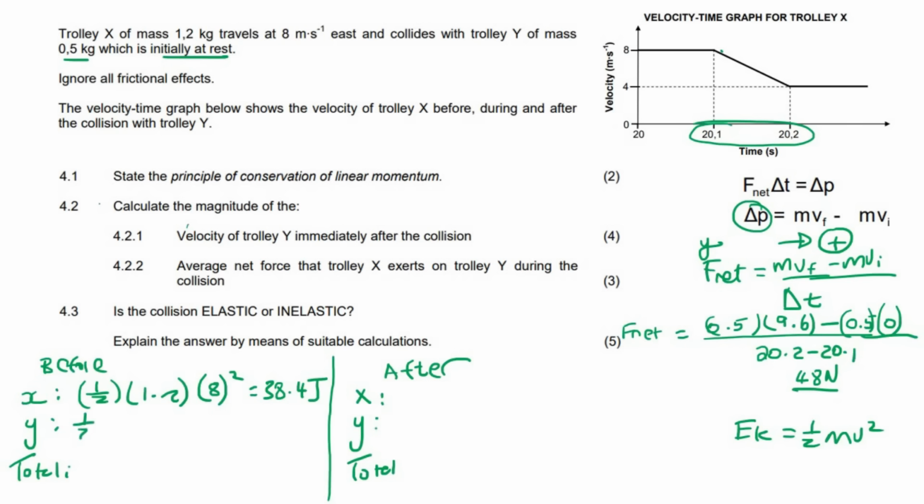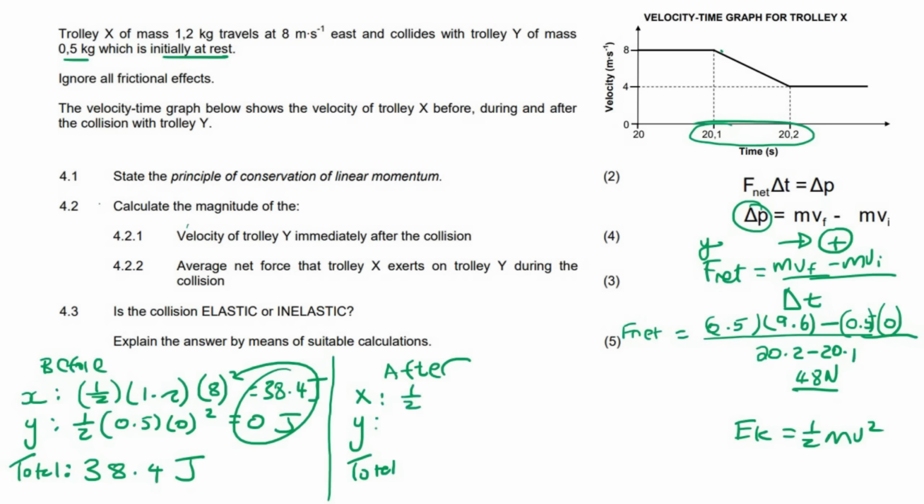Now, for object Y, its mass was 0.5. Its original velocity was 0, so this is just going to give us 0. Add these two numbers together, and what do you get? 38.4. So that is the total energy before the collision. Okay, now we're going to look at the total energy after the collision.